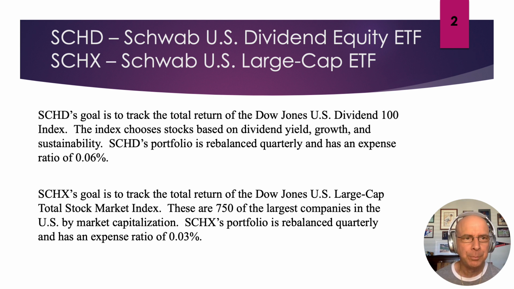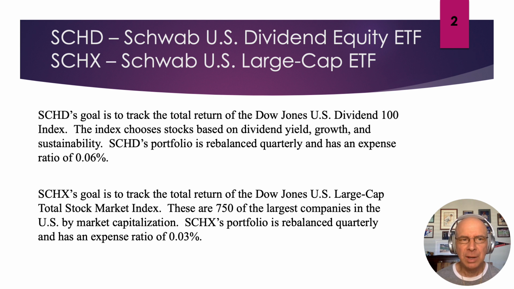I personally own? So the Schwab U.S. Dividend Equity ETF's goal is to track the total return of the Dow Jones U.S. Dividend 100 index. The index chooses stocks based on dividend yield, growth, and sustainability. SCHD's portfolio is rebalanced quarterly and has an expense ratio of only 0.06%.